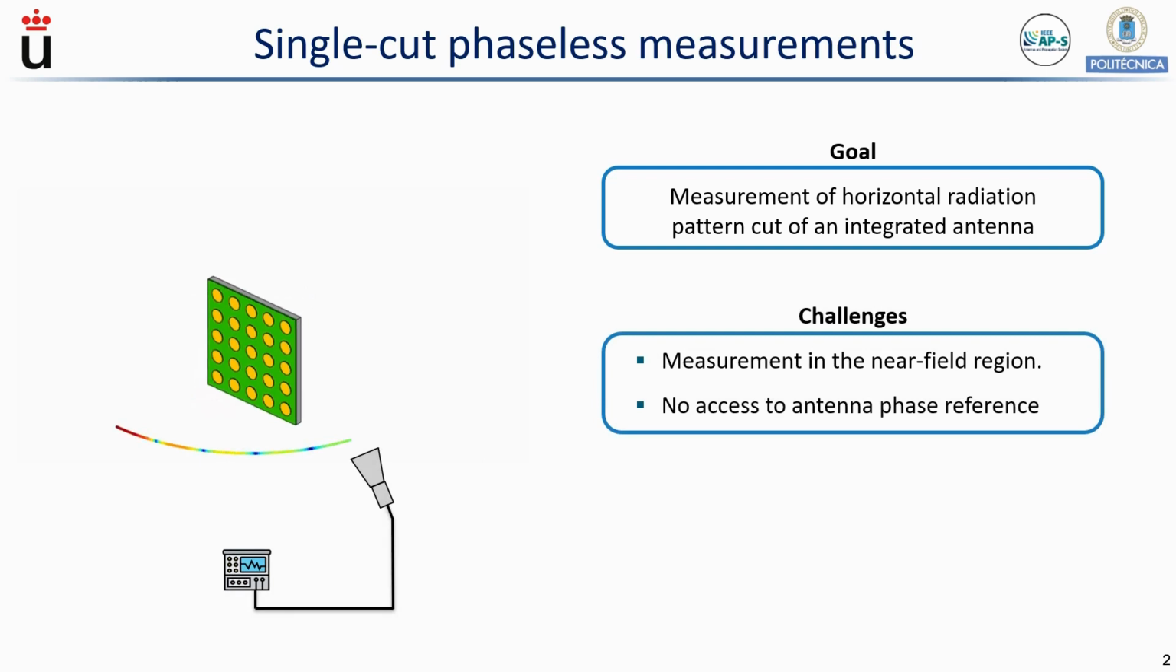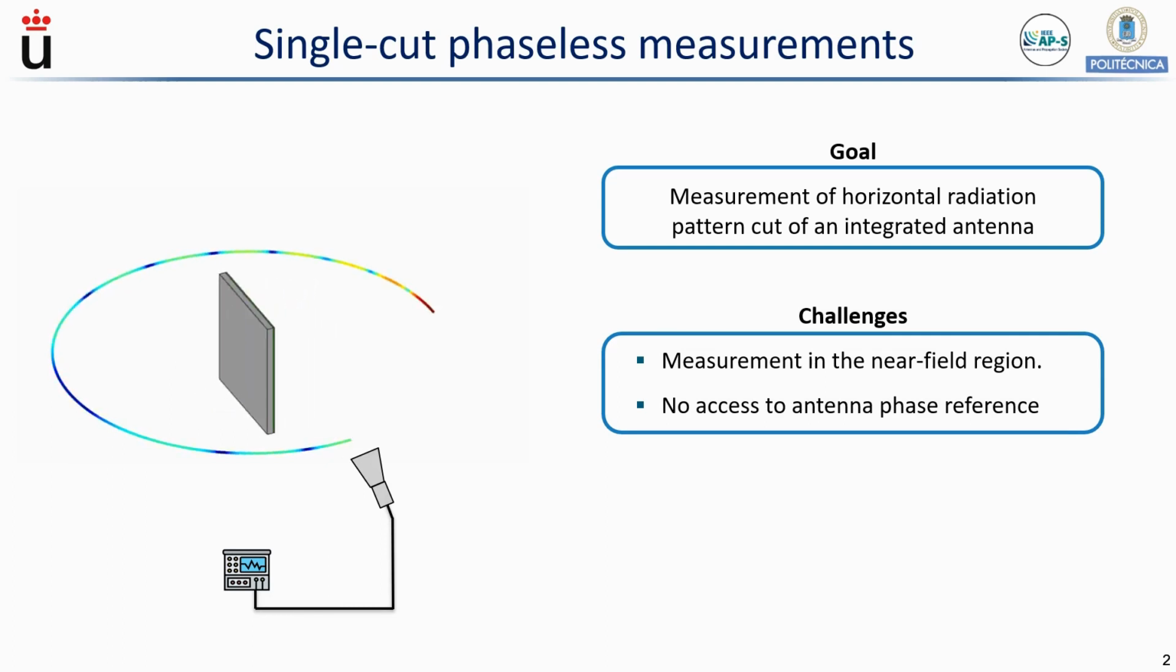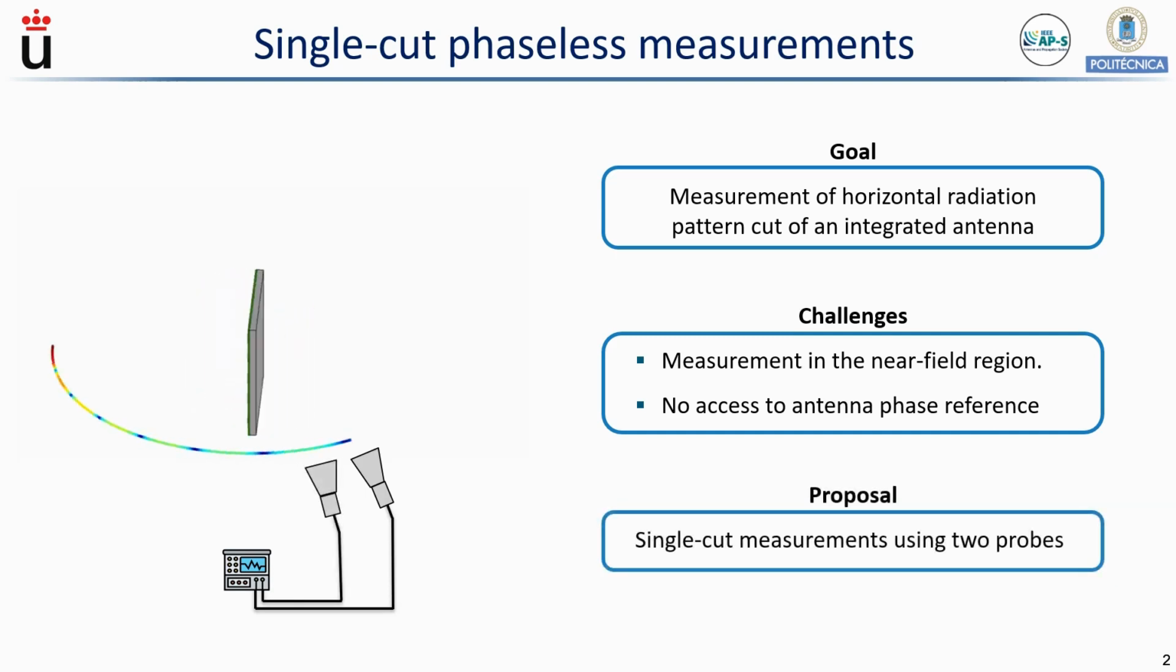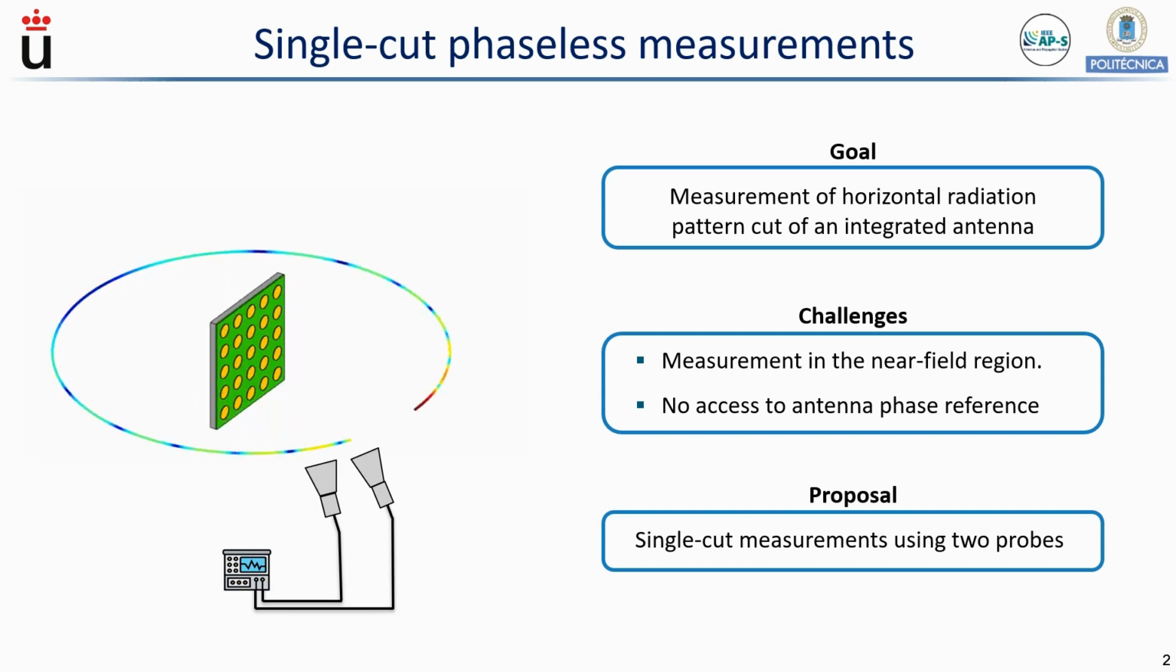And this is something that can be implemented by placing my antenna in an azimuth positioner. However, this creates some challenges when we are in the near field and when we don't have access to the reference channel of the antenna. This is what we are proposing: the measurement of a single cut using two different probes connected to the same receiver, so we can extract the relative phase between both.